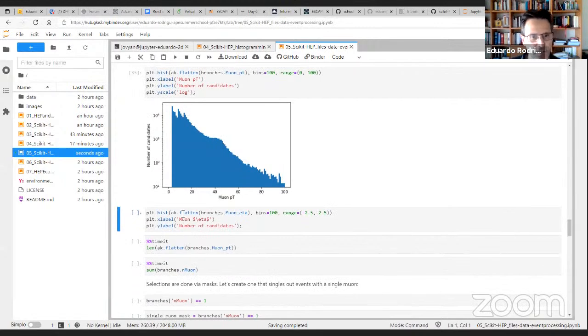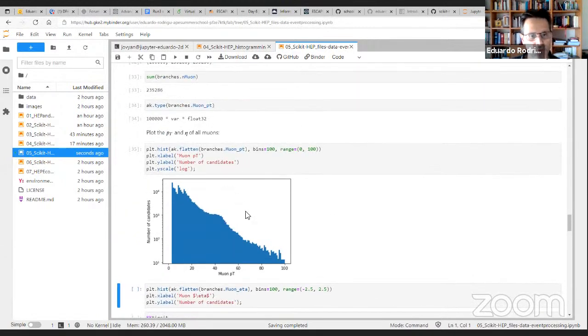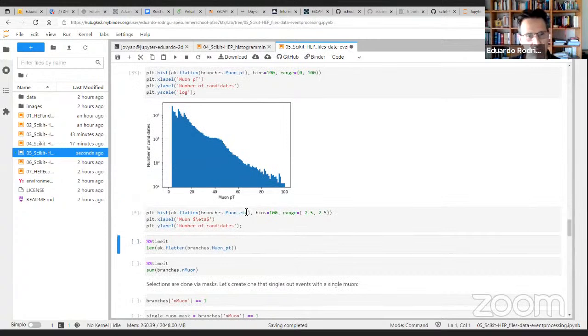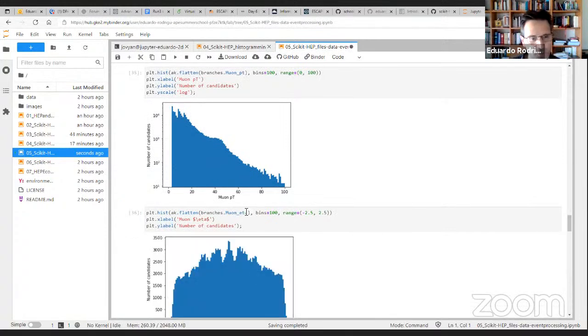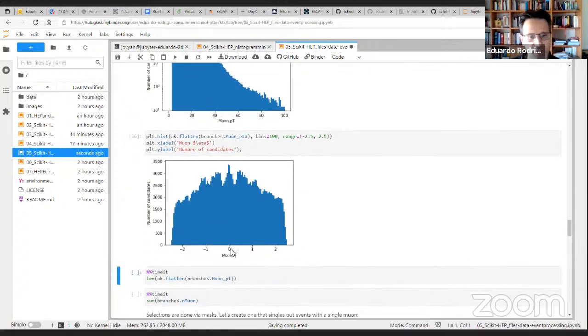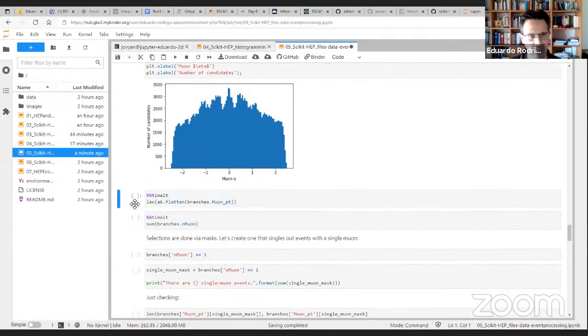I can flatten that as well for the eta distribution, PT and eta. Two variables that are very important when you're working with jets, maybe not with muons, but just for the sake of argument. You see that the data was taken between more or less 2.5 in absolute value in eta.